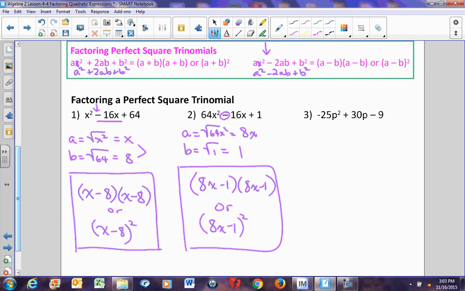Okay. Number 3. If I look at this, my leading term is negative. I can't deal with that. So I'm going to take a negative out of it. I'm going to get 25p squared minus 30p plus 9.